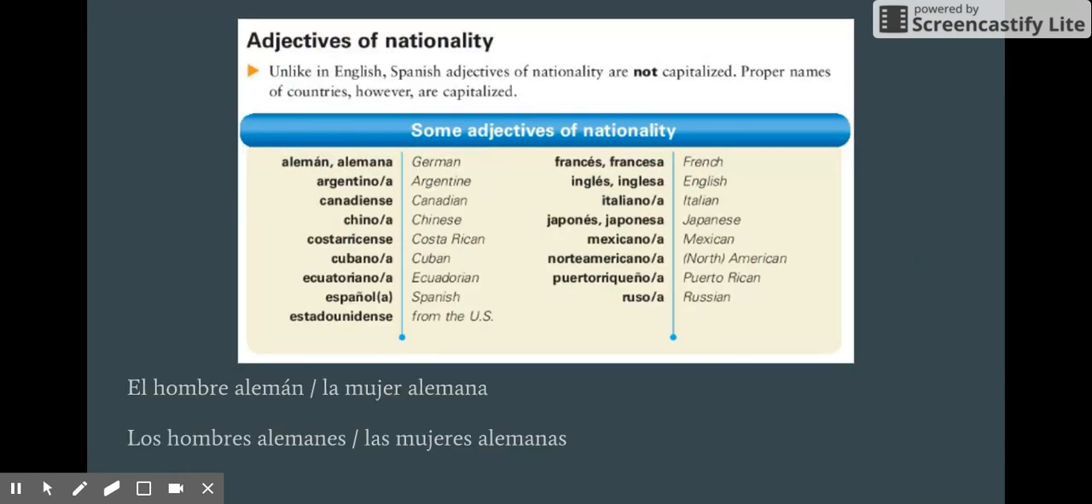In terms of adjectives of nationality, the big difference between English and Spanish is that they're not capitalized in Spanish. And like all adjectives, most of them change depending on the gender and number of the noun. So in this case, we have alemán, German, or alemana, German as well. One of them is masculine, alemán. Alemana is feminine. So you can see el hombre alemán or la mujer alemana. And since it ends in an N, you would just add an ES at the end for the masculine to make it plural. Or since the feminine ends in an A, all you do is add an S to make it plural. So los hombres alemanes, las mujeres alemanas.